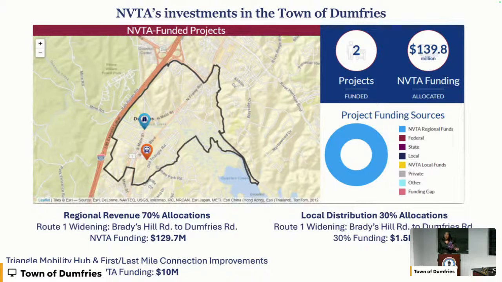The other thing I will say about funding Route 1, 70% of the monies come from the authority, but 30% goes back to the localities where the taxes and fees are raised. And per code, the counties get that 30%, but there is an agreement through a memorandum of understanding that Prince William County has with the town to enable the town to put funding on the Route 1 widening project as well. So that's where you see that $1.5 million that the town has invested in that project.